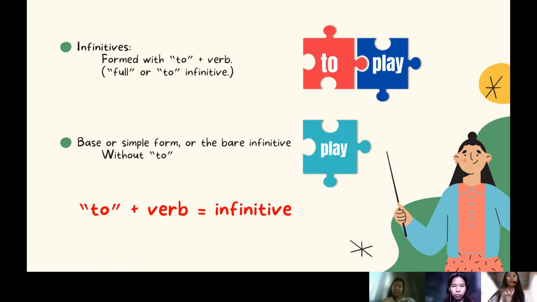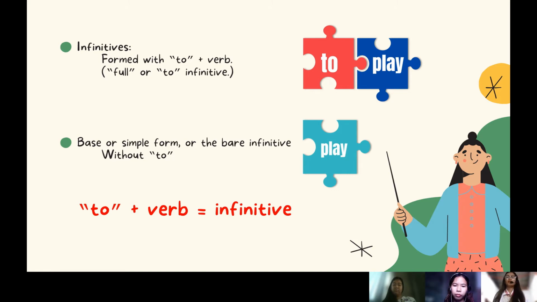Which among these is our verb? Can you please tell me? In the word to play, which one is our verb? I think it's the word play. Play. That's great. So we have the word play. Now, we added the word to. That's why we now have the infinitive to play.